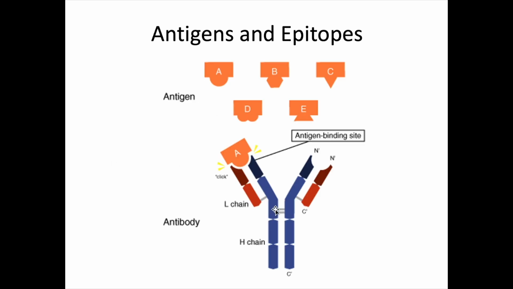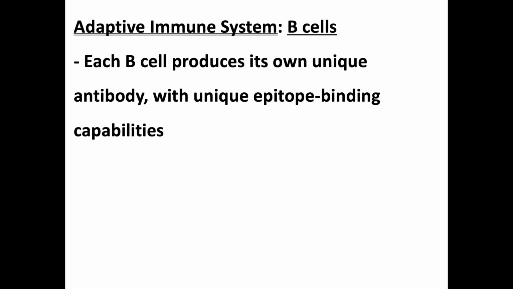So here's, for example, a bunch of different antigens, a bunch of different epitopes on these antigens. This particular antibody fits antigen A. It doesn't fit antigen D or E or B or C, or I guess it does fit A. It only fits A, not the other ones. These antibodies are very specific for what they lock into and what epitope they bind to. And each B cell only makes one specific antibody that binds to one specific epitope.